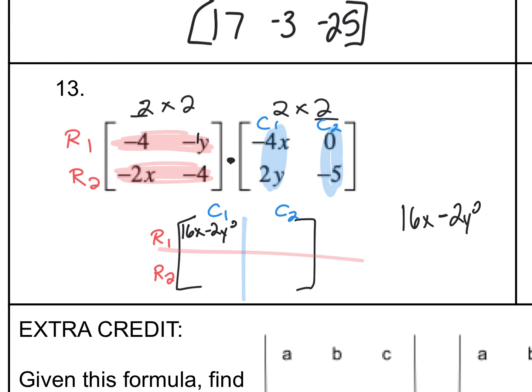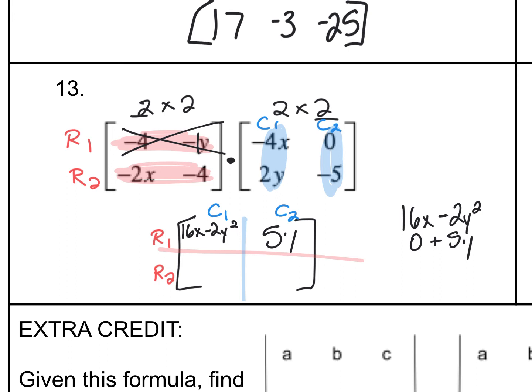Okay. Staying up there on that top row, moving to the second column though. So negative 4 times what? Row 1, column 2. Yeah, negative 4 times 0 is 0, plus negative y times negative 5, which is 5y. So 0 plus 5y is 5y. Done with that first row.